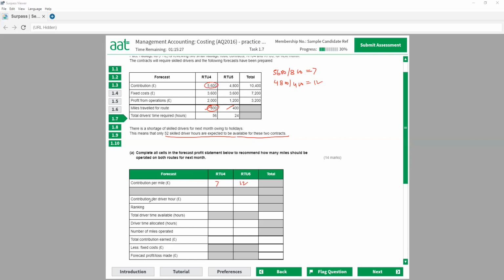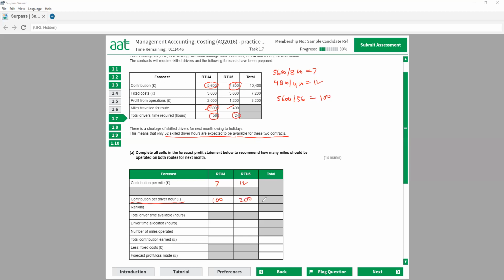Then you have the next one. This is contribution per driver hour. Now we have to see how much is the contribution per driver hour. So you have a total contribution 5600 again, and the hour for the driver is 56. So for the RT4, 5600 divided by 56 should be 100. So you can say 100 per driver hour. And this one will be the same, 4800 divided by 24, and that will give you 200.